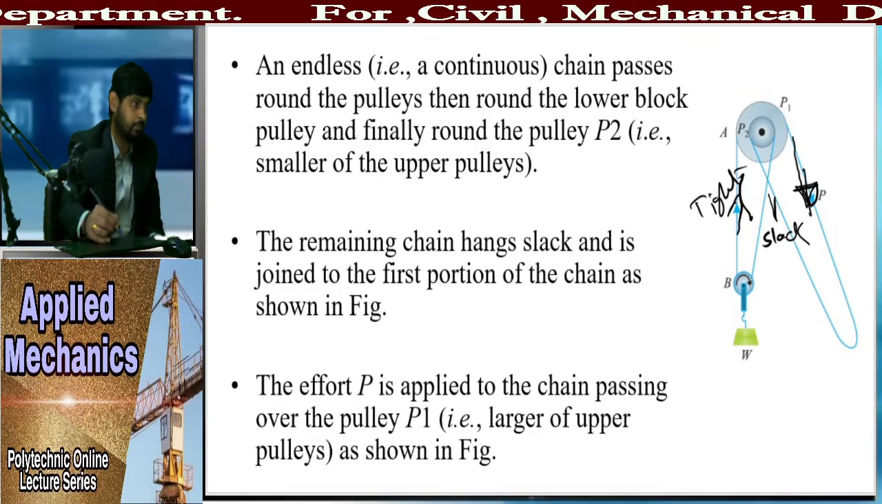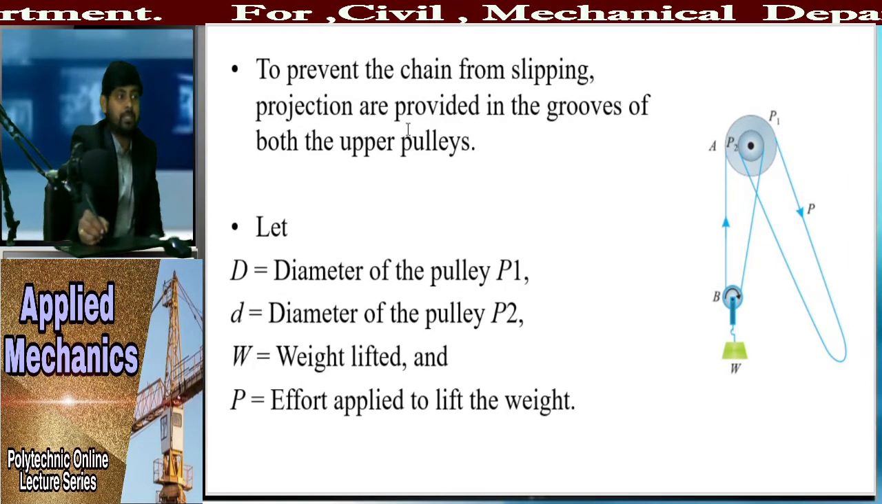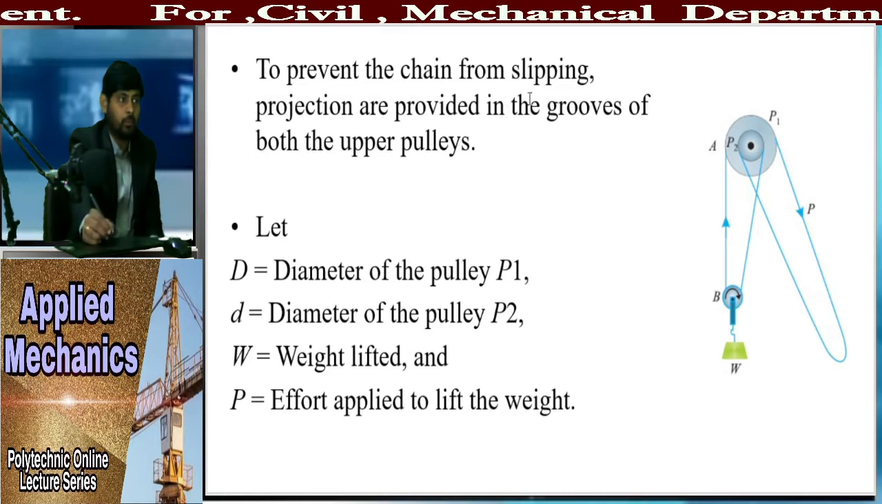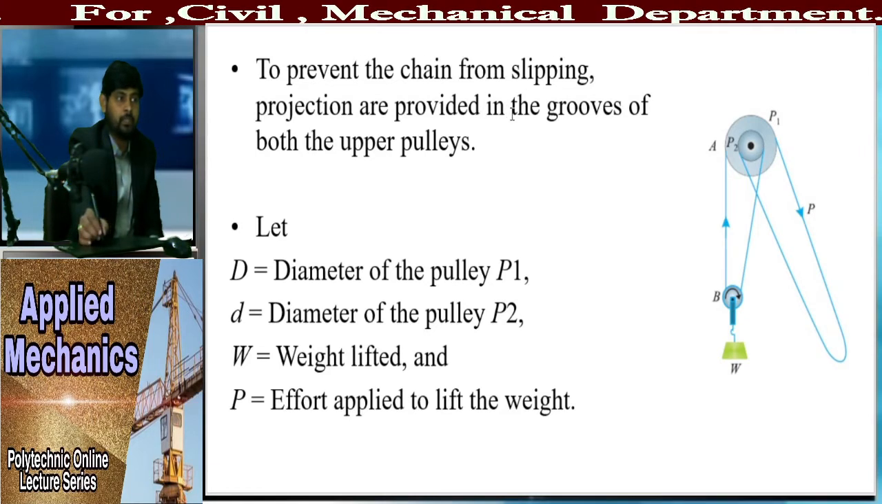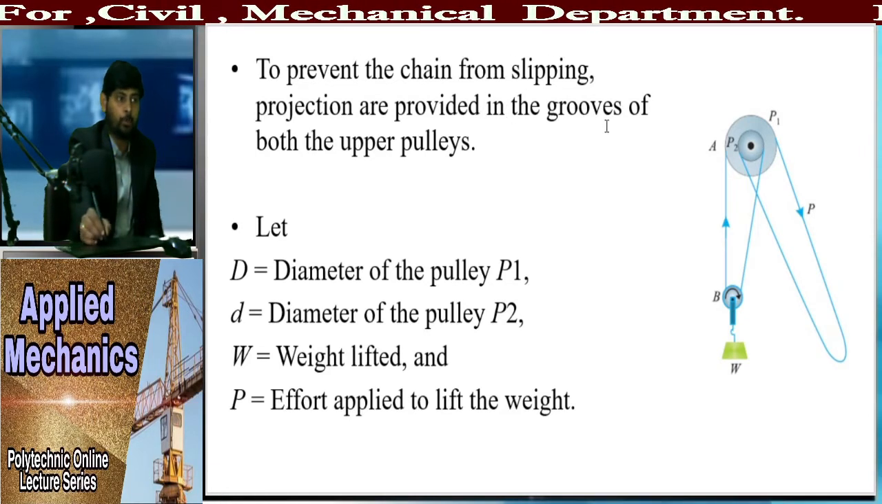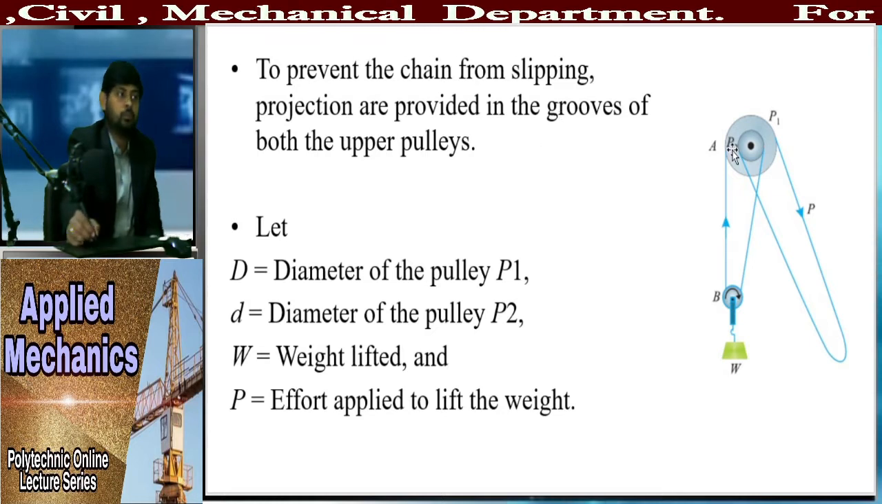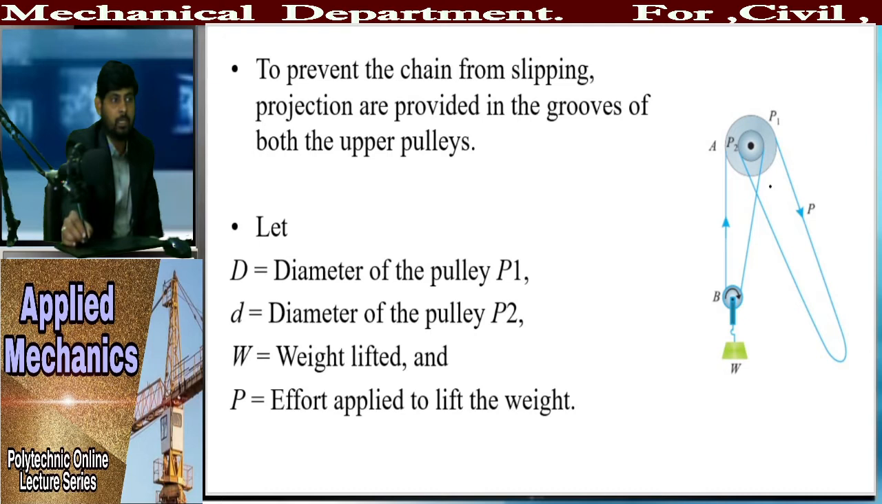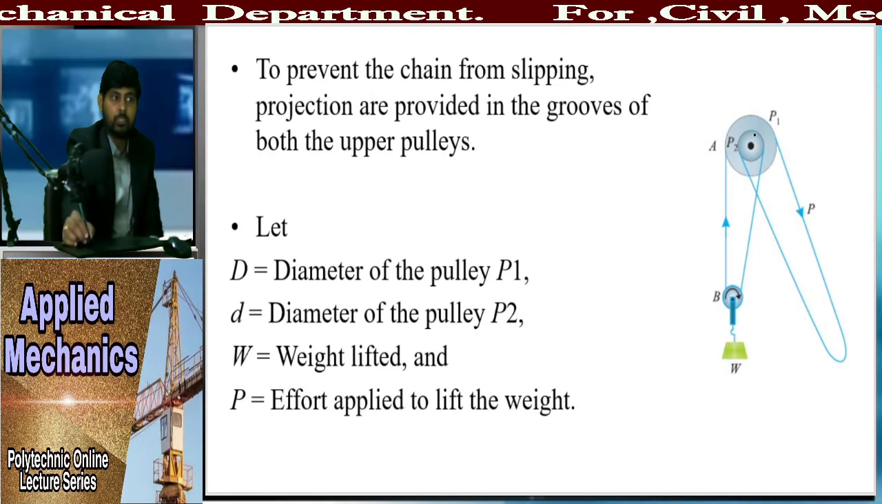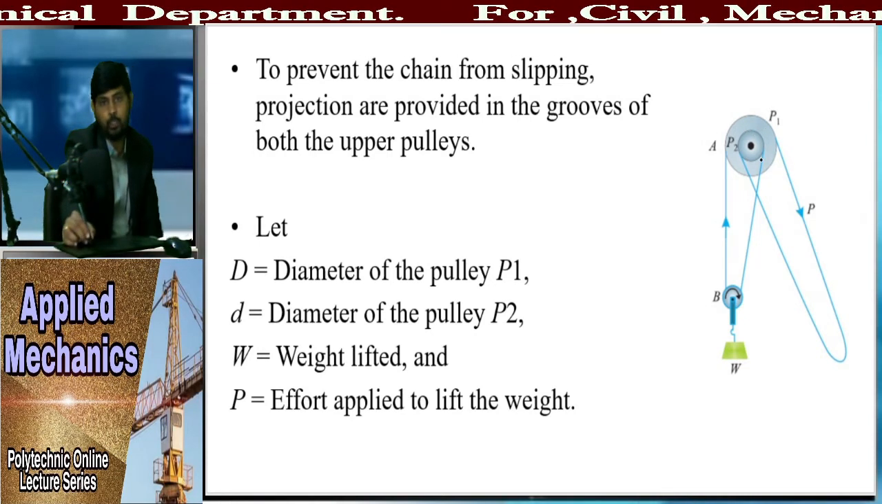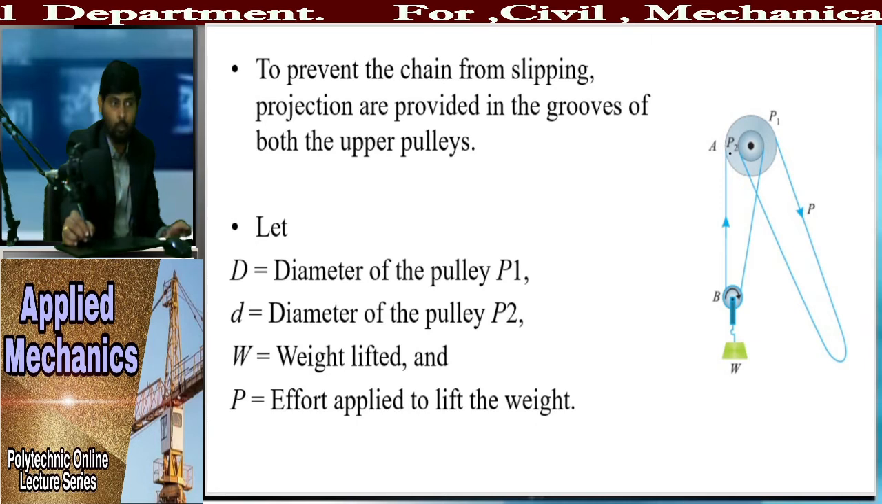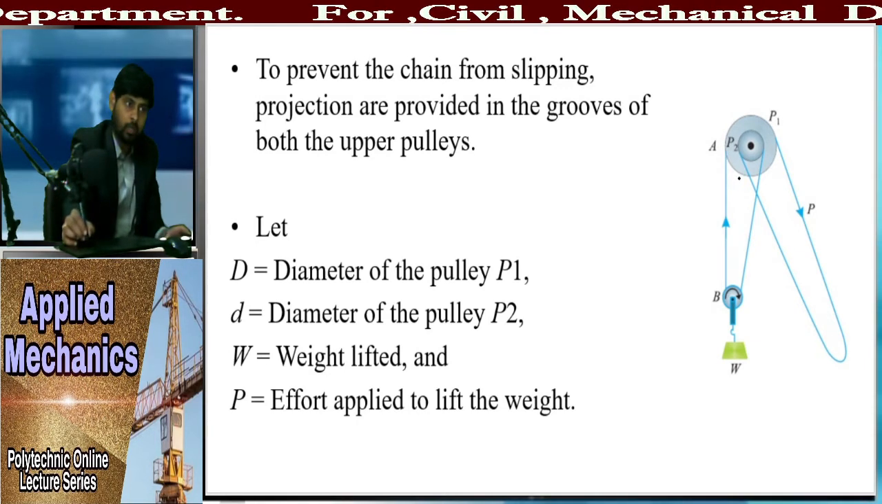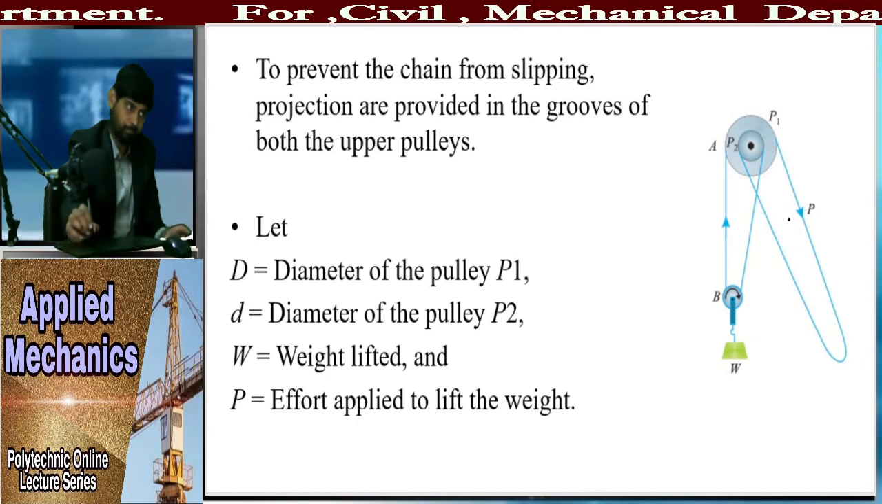Okay. Now the next point, to prevent the chain from slipping, projections are provided in the groove of both of the upper pulleys. So to avoid the slipping of the pulleys or slipping of the belt, here the projection is provided in both pulleys. Means they are providing a groove, okay, for rotating this rope.